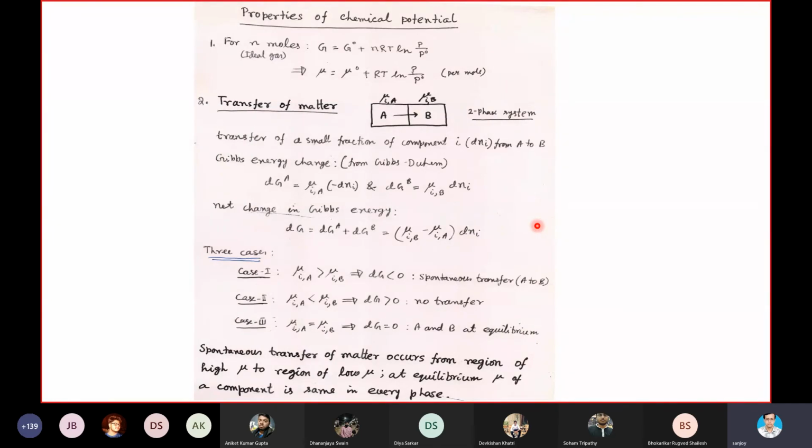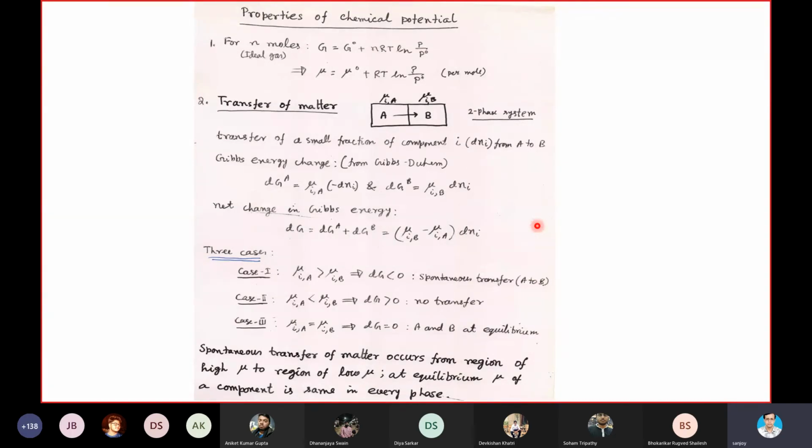Instead of current flow, we are talking about the flow of matter, or transfer of matter, from one region to another region in the system, or from one system to another system, one phase to another phase. So the condition for that transfer to happen is that the matter must flow from the region at high chemical potential to another region at low chemical potential. Then only is that transfer spontaneous. And the other way it is not possible. Like current cannot flow from a low electric potential point to a high electric potential point, similarly, matter cannot be transferred from a low chemical potential region to a high chemical potential region.